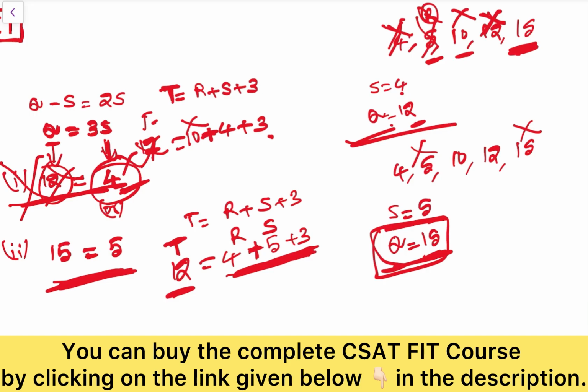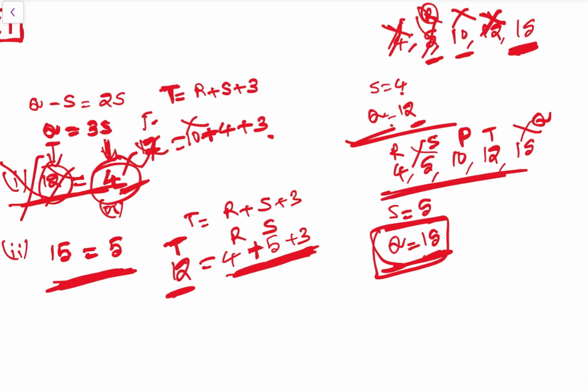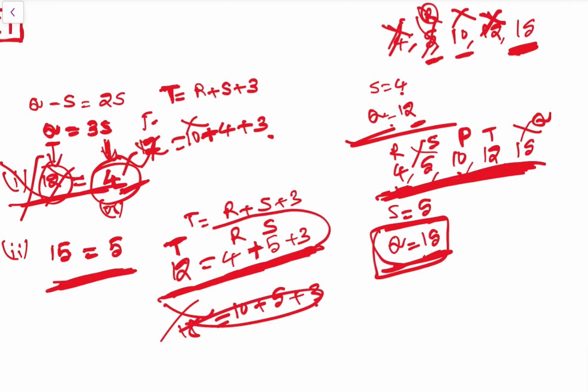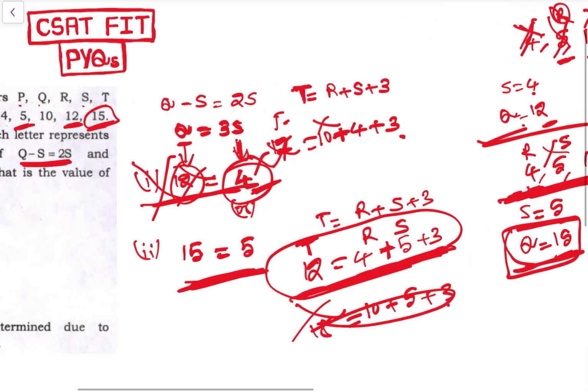So the remaining one is P, which is 10. So we are getting the values. Then let's check the other cases, taking R as 10. If R is 10 and S is 5, plus 3, this would be 15 plus 3 is 18. 18 is not there, so it is not possible either. So we got the case.